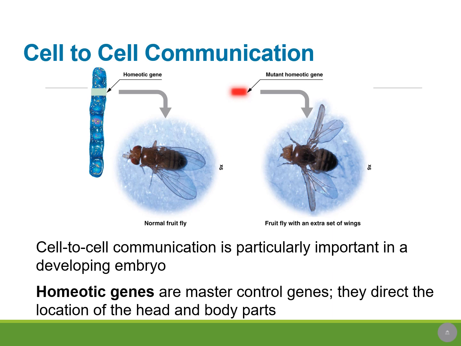So here you can see a mutation in a homeotic gene of a fruit fly. The homeotic gene that has been tampered with is such that in a normal fruit fly, you're going to have 2 wings, but in a mutant one, the fruit fly ends up with 4 wings. So those homeotic genes are very important to establish the body's axis.